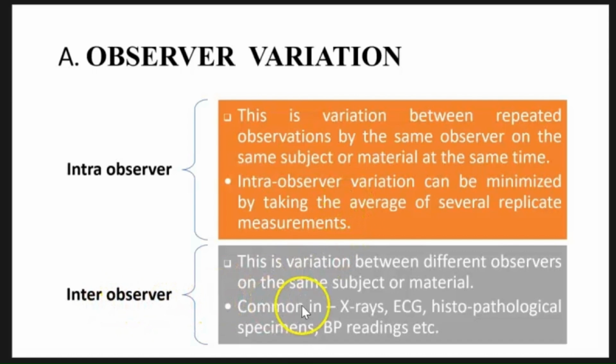Inter-observer variation means, suppose we have 100 histopathological slides, and we have given equal slides to both pathologists. In one case, out of 100, 70 are tested positive for the presence of cancer, and another pathologist has detected only 60. So it means our results are different for different observers when they are doing the test on the same subject or material.